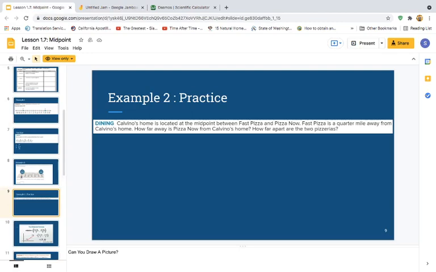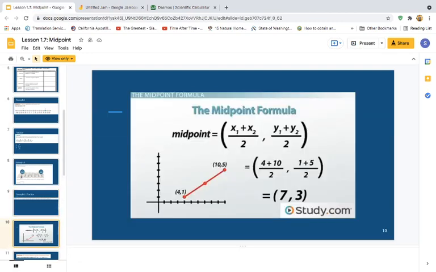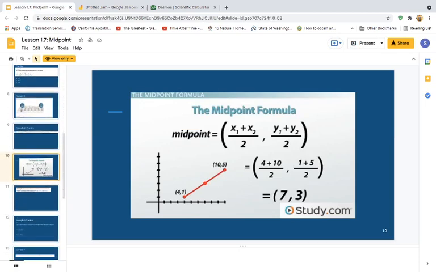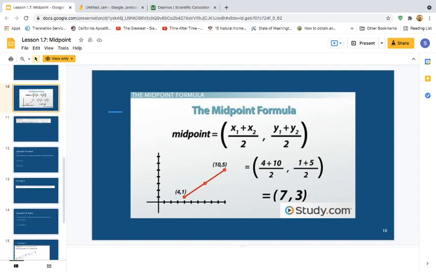Okay, so let's actually get to the big boy stuff here. And we're going to talk about midpoint on a graph.